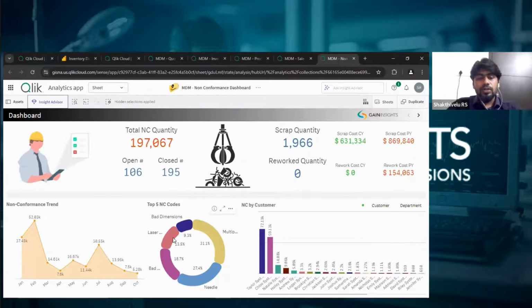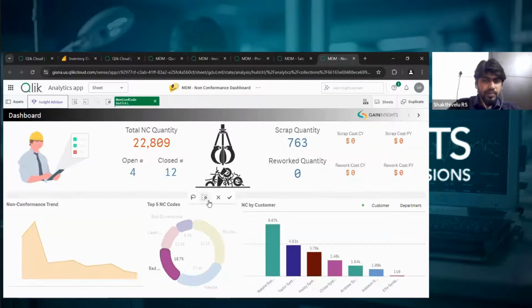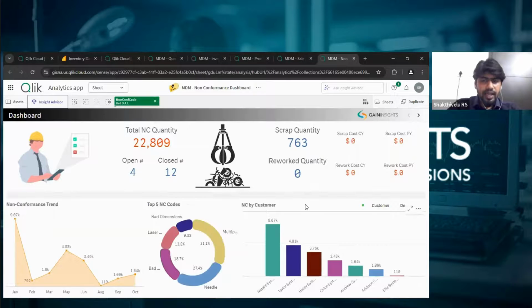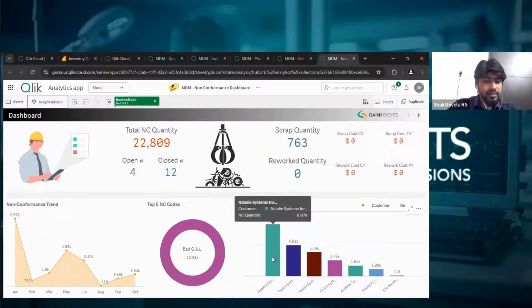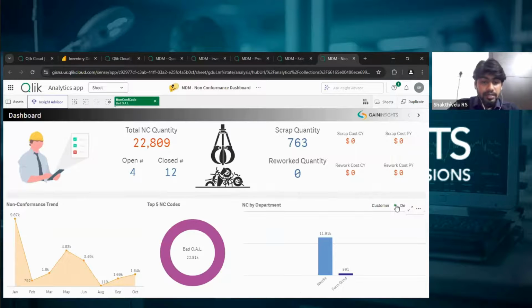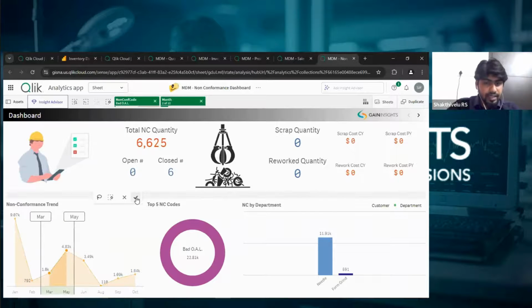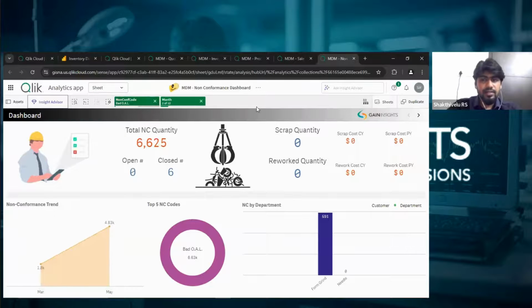Among the NC codes, we have the top 5 NC codes with most of the quantity. So let us take a overall look over here. From this chart, I understand Natalie Systems has the highest count, but I'll also be able to identify which particular department is to be held responsible for this hiccup. And coming to the trend chart of this non-conformance, I see a steep rise from March to May. If I choose to analyze that, I select this and let me just deselect this NC code.